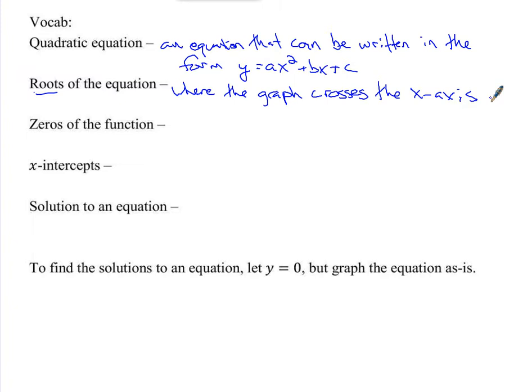Zeros of the function. So this is the equation right here. Or I could call that a function also. It is a function. When I graph it, it passes the vertical line test. So that makes it a function. So the zeros of the function, you'll hear me say zeros. You might hear me say roots. You might hear me say zeros. The zeros of the function are where the graph crosses the x-axis.